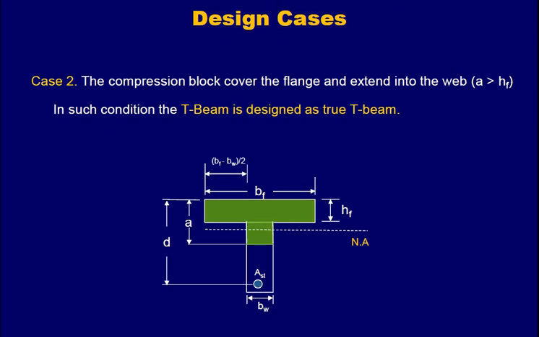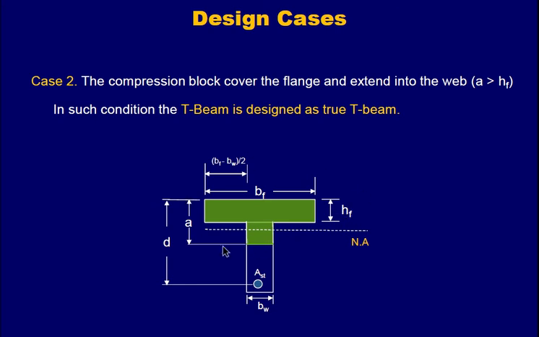This is your case number 2, where the compression block covers the flange and extends into the web. For example, HF was 6 inches, and your A is now 8 inches. In the previous case, A was 5 inches, which was less than HF. In this case, let's suppose A is 8 inches, which is greater than HF. Now your beam will be designed as a true T beam, because now this complete portion of the slab is in compression as well as this part of the beam. See, this is A, and A is greater than HF and extends into the web portion.